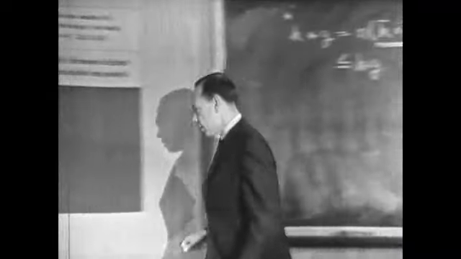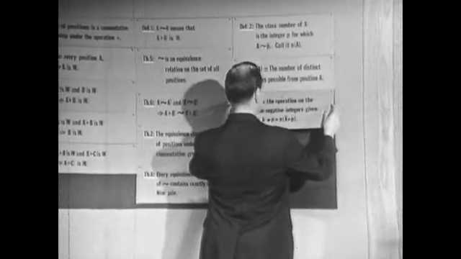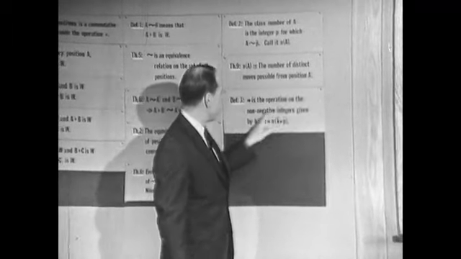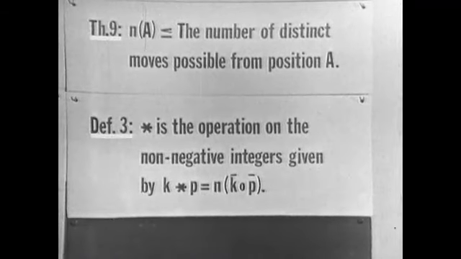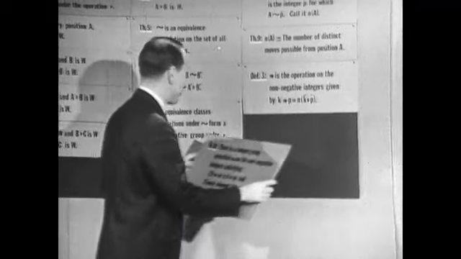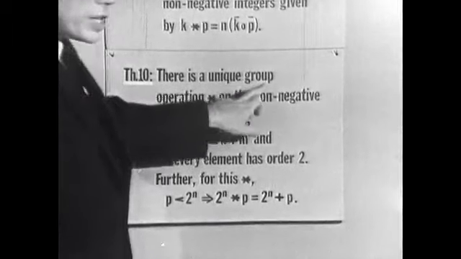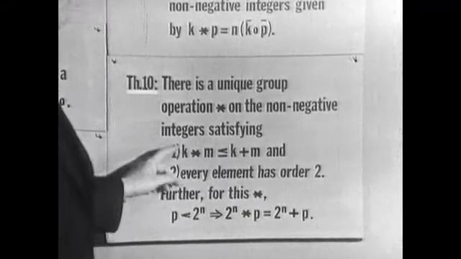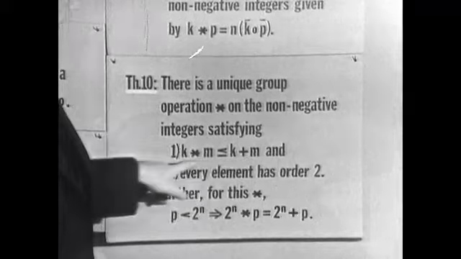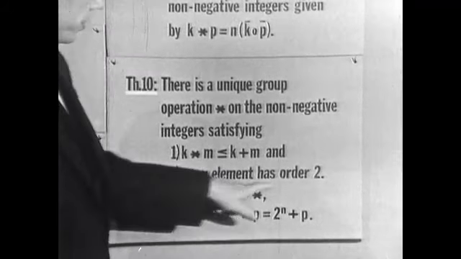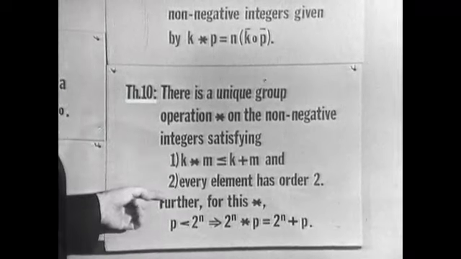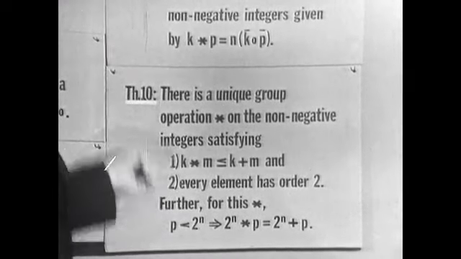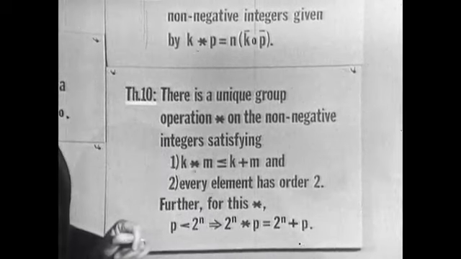So let's write some of this up on the board in case we want to look at it again. We have star as the operation on the non-negative integers given by k star p is n of k bar circle p bar. That's definition 3. And now comes the really important theorem of this subject, which I shall put up right away so we can get a look at it before we start. There is a unique group operation star on the non-negative integers which satisfies these two conditions. First, that it satisfies this inequality. And second, every element has order 2. You remember that every element does have order 2 in the group we're talking about. So when we prove this theorem, we will have shown that the group is completely determined. When we find out what this group is, we'll know all about the NIM group.